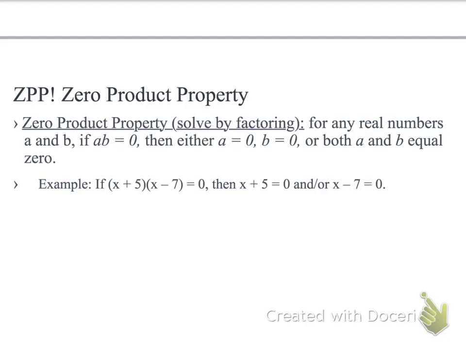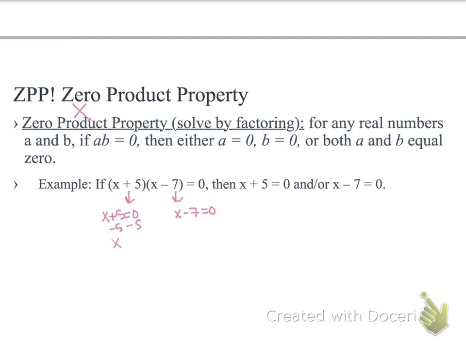Okay, so the zero product property is for solving for any real numbers a and b so that a times b equals 0. So product means to multiply, and zero means it's what gets me 0. So with ZPP, after you've factored it, you're going to take both sets and set them equal to 0. And then you're going to solve.